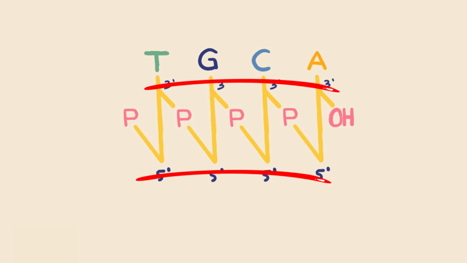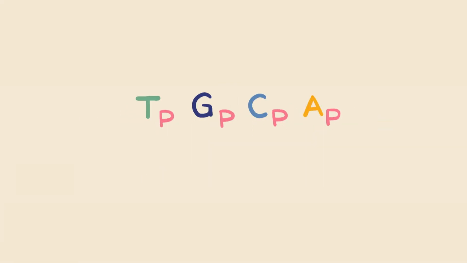Note that we don't have to write down the hydroxyl groups, since it's understood that these are either a part of the phosphodiester bonds that hold the sequence together or simply unreacted. But what if the situation was flipped? If the phosphate is at the 3' end and the hydroxyl at the 5' end, then we would simply write it as TP, GP, CP, AP to show that the phosphate group is no longer at the 5' end, but rather at the 3' end.